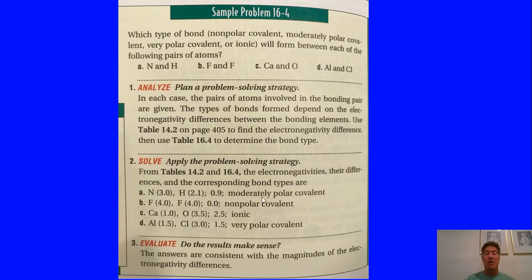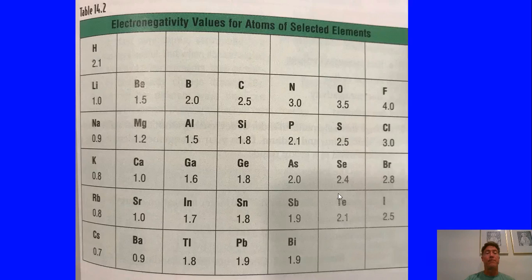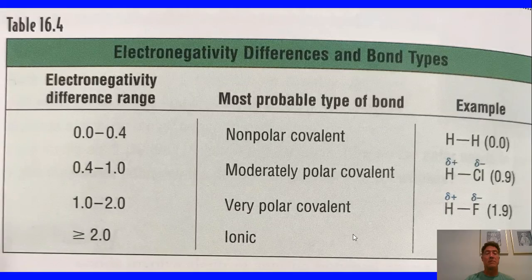So here the difference is 0.9, moderately polar covalent. The difference between F and F is 0, nonpolar. The difference between Ca and O is 2.5. We would think that would be ionic. It's above 2. The difference is 1.5, very polar covalent. So here, again, are some of the electronegativity values for selected atoms.